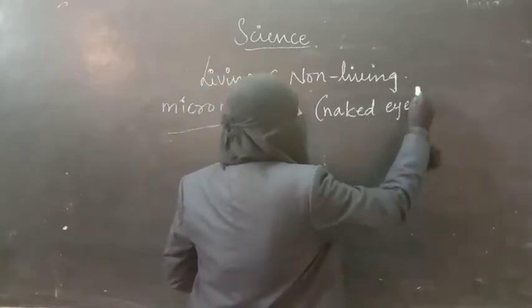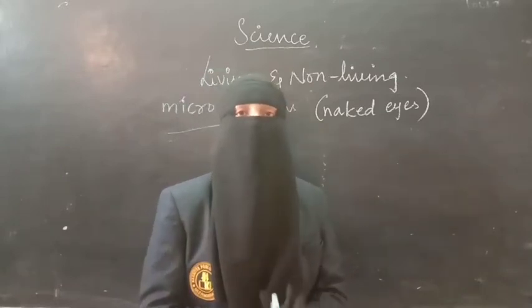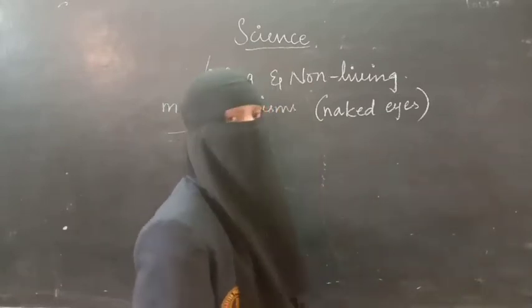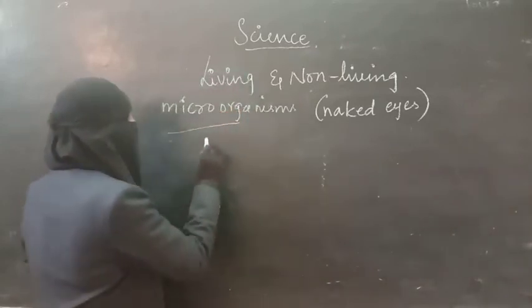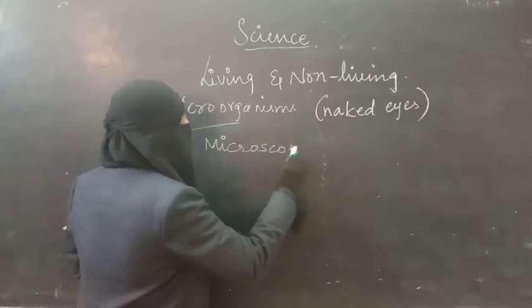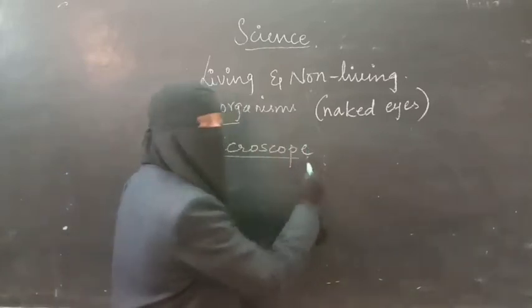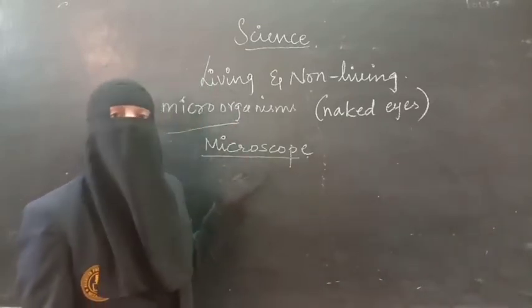We need some instruments to observe these microorganisms. The instrument used to observe or study about the microorganism is called a microscope. Microscope is an instrument used to know or study about the microorganism. As I said, it is an instrument.